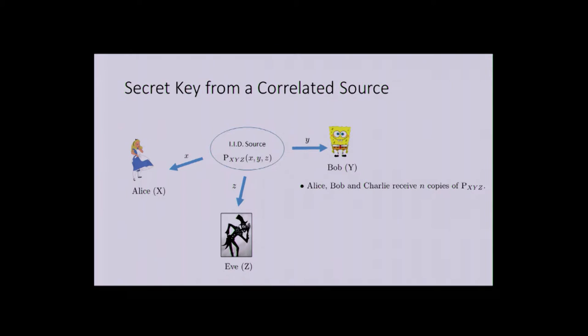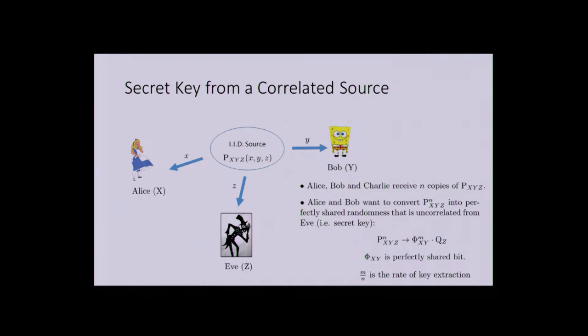Okay, so this is essentially a talk on secret key distillation. The setting we have in mind here is that we have three parties, Alice, Bob, and Eve, and they have access to some source, and this source is spitting out X, Y, and Z letters. Alice receives X, Bob receives Y, and Eve receives Z. And it's an IID source, so they have witnessed N copies of this.